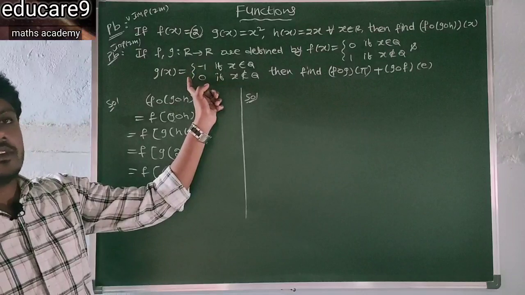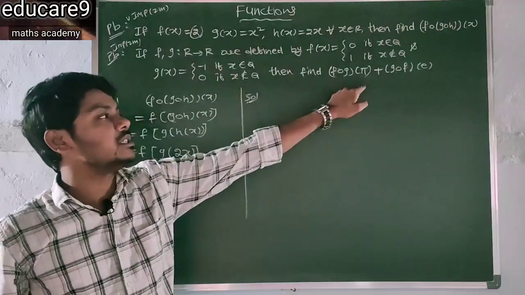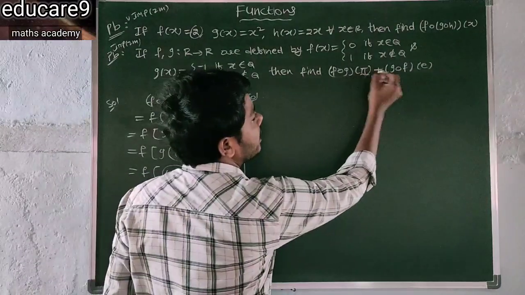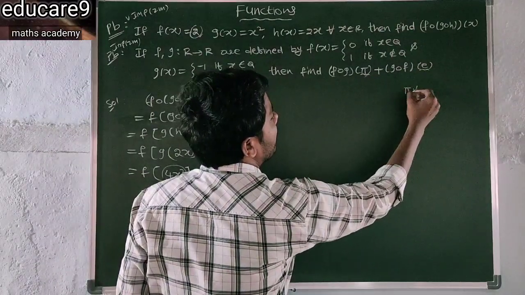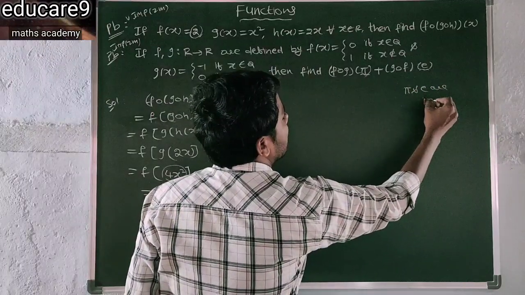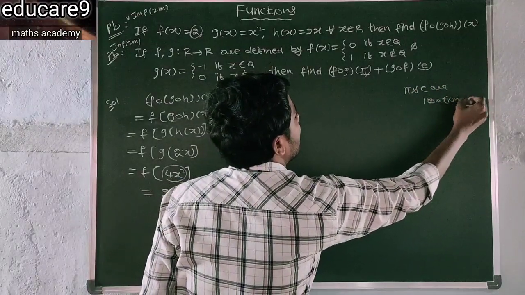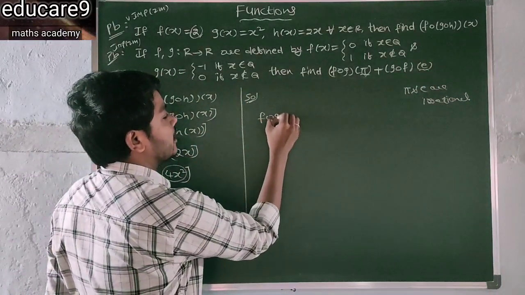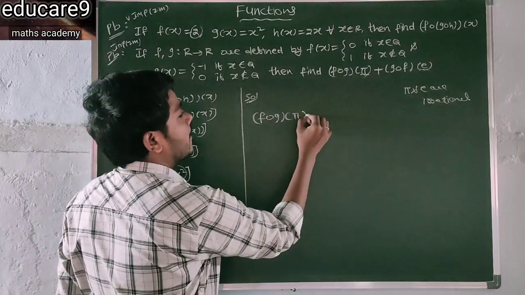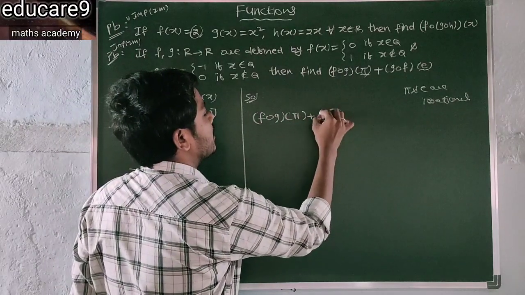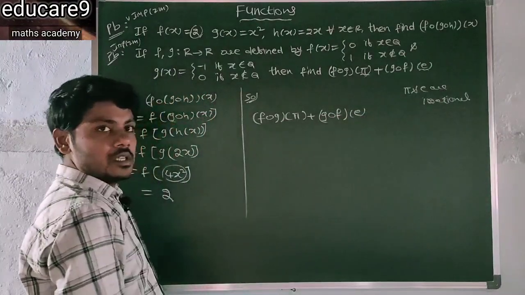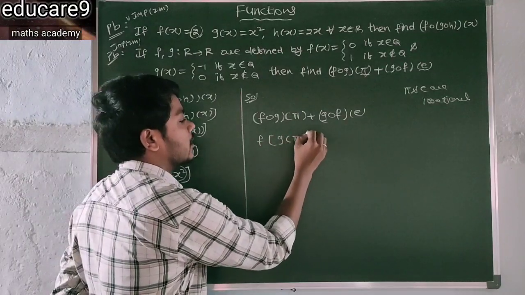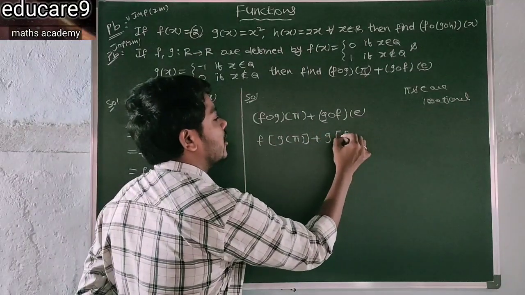See here f and g are given. Then find f circle g of pi plus g circle f of e. See here pi and e are what? Irrational. Pi and e are irrational numbers. Okay. Now find f circle g of pi plus g circle f of e. So how to write this? f of g of pi plus g of f of e.